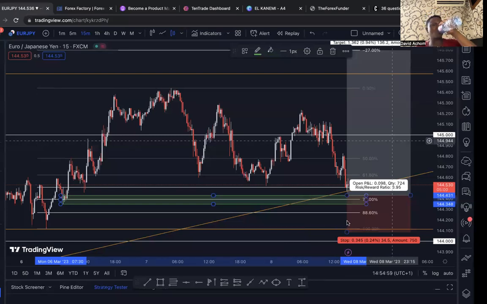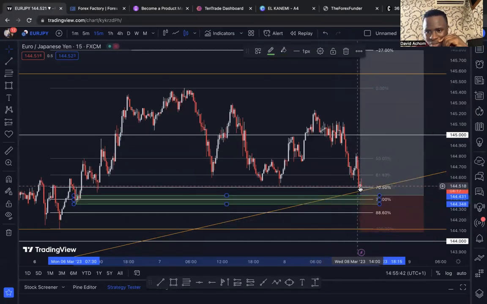Entry criteria and trade management. Execute your trade after you see at least one major weak rejection or two minor weak rejections around the Fibonacci levels closest to your point of interest. Which means you need to wait for a confirmation. Don't just enter when it comes into your zone.